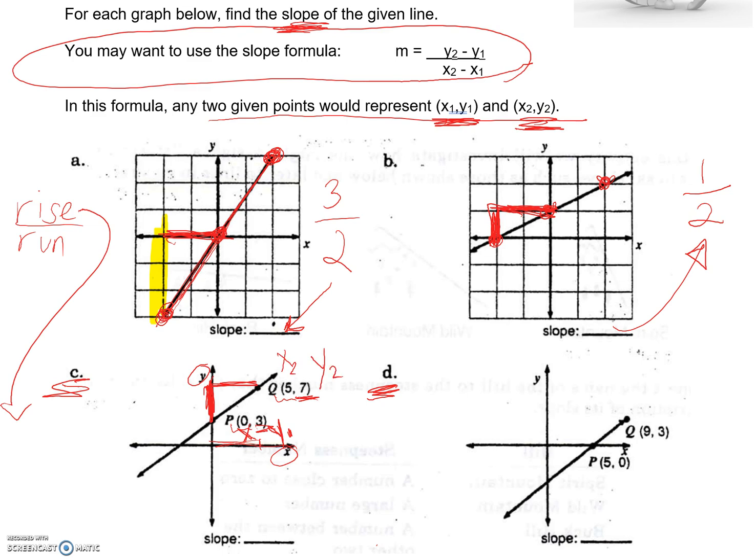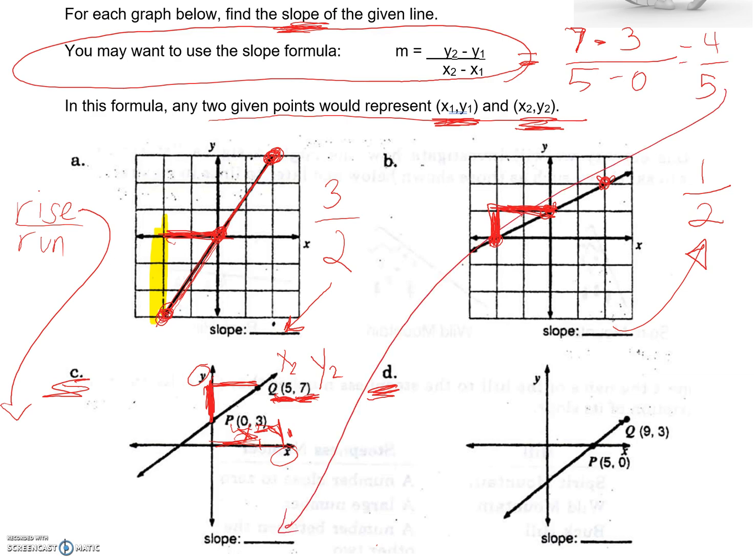So now, when we want to follow the slope formula, y2 minus y1 is just 7 minus 3. x2 minus x1 is 5 minus 0. 7 minus 3 is 4, 5 minus 0 is 5, and we got our slope of 4 over 5.